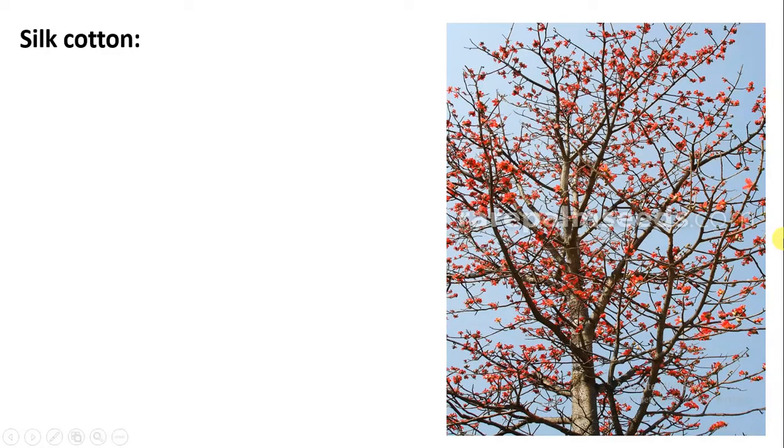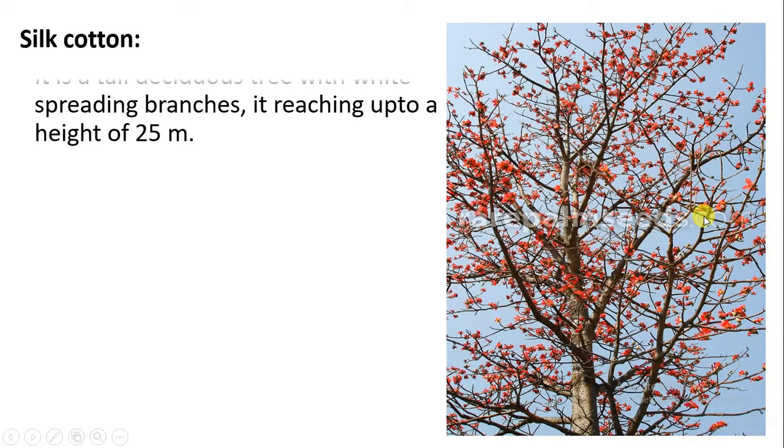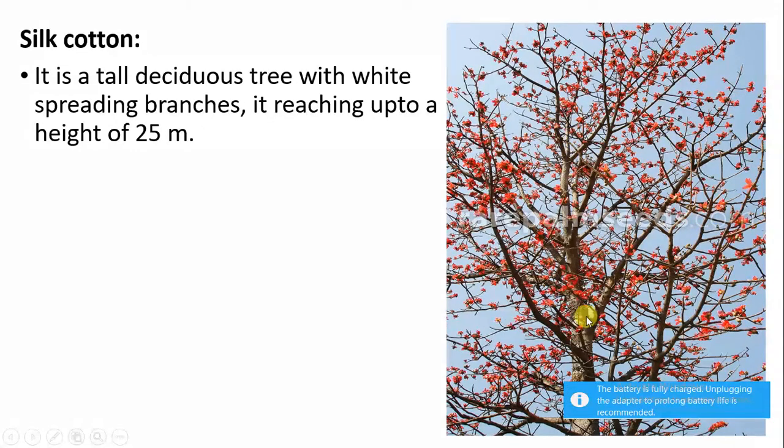The next tree we are going to study is the silk cotton tree. It is a tall deciduous tree with white spreading branches, reaching up to a height of 25 meters.